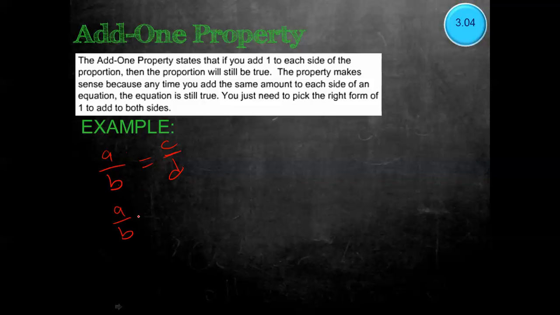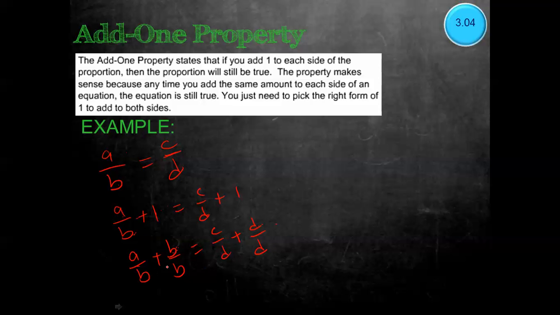Let's say I wanted to add 1 to both sides, okay? Then what you can do here is think about what equals 1, okay? And remember when we're adding two fractions, you want the denominator to be the same. So in this case, I want 1 to be B over B so that I can add these two together. And in this case, I want 1 on this side to be D over D. All right, B over B and D over D. So I'm adding the same thing, right?